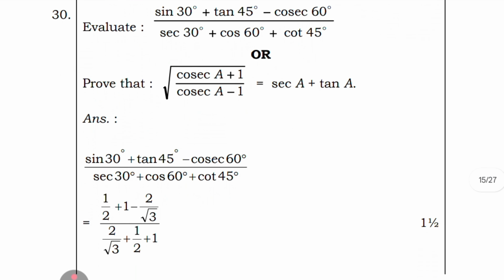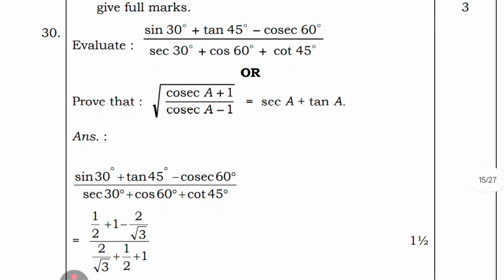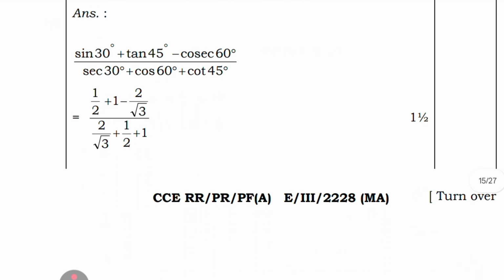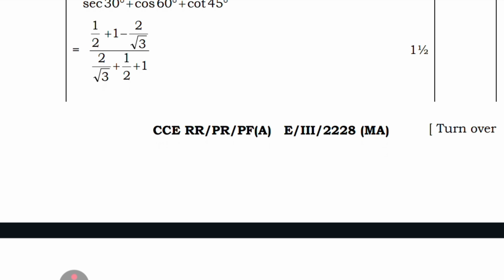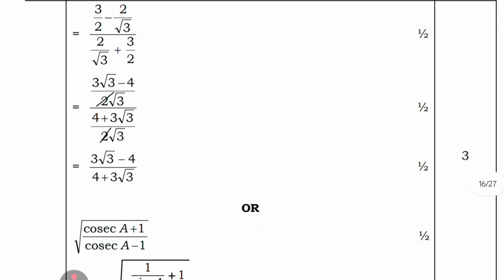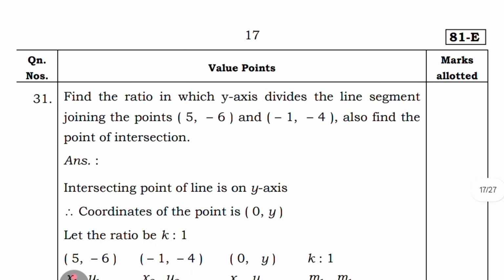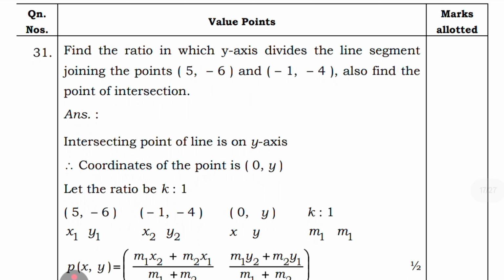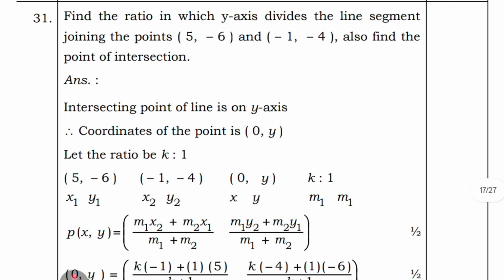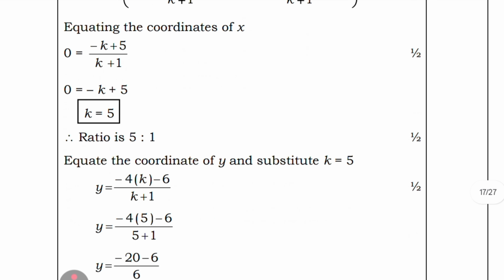This is from probability. This is from trigonometry. This is from trigonometry. So you can see how they have solved step by step. The marks are on the right hand side of this question paper. You can see for how many marks it is asked in the examination. So coming to question number 31, find the ratio in which the y-axis divides the line segment joining the points 5, 6 and 1, -1, -4. Also find the point of intersection. So this is a complete answer for this question, step by step.